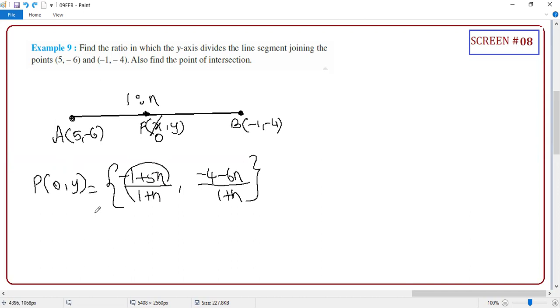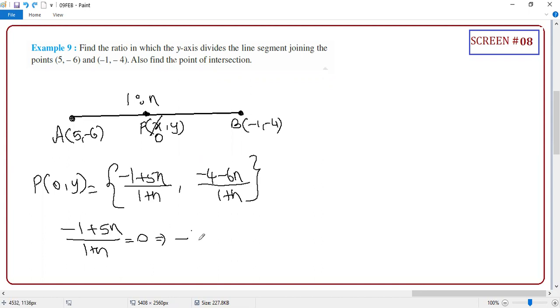Clear or not? So I'm going to equate (1 into minus 1 plus 5n) upon (1 plus n) equal to 0, which means this entire component is 0. What does that mean, student? The numerator has to be 0, no matter what is there in the denominator. People will say you bring this over and multiply, that's our habit. But in general, the truth is that a ratio is 0 means the numerator must be 0.